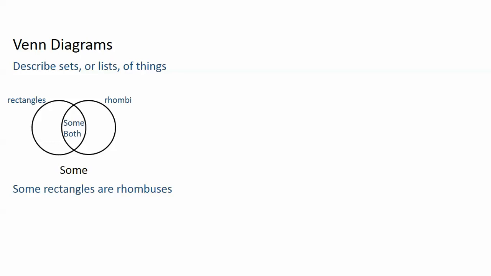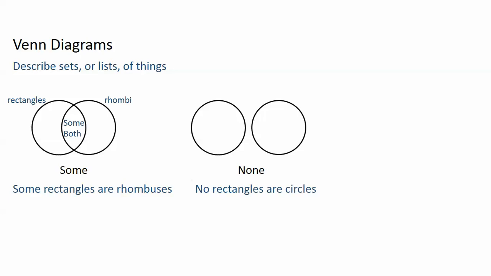Some or both. None. No rectangles are circles. Rectangles on the left and circles on the right. There are no rectangles that are also circles, so they do not overlap.